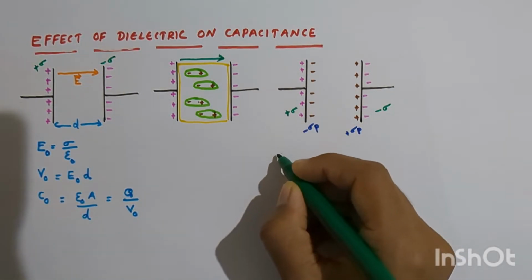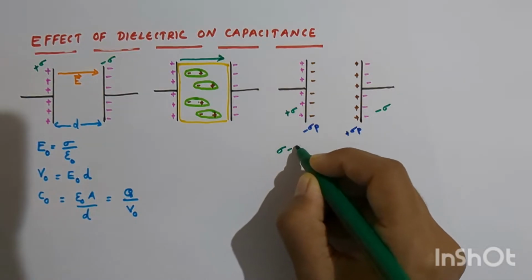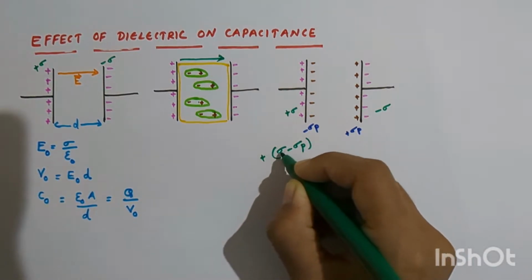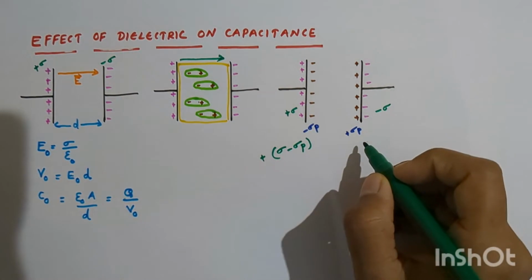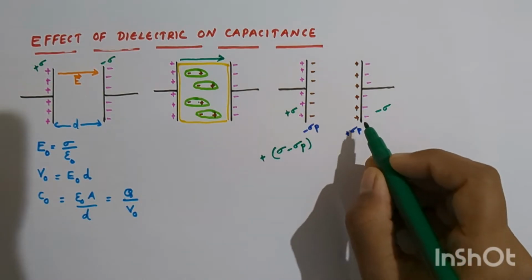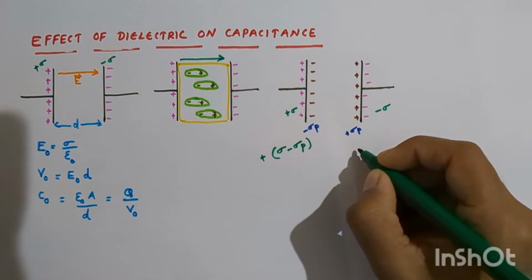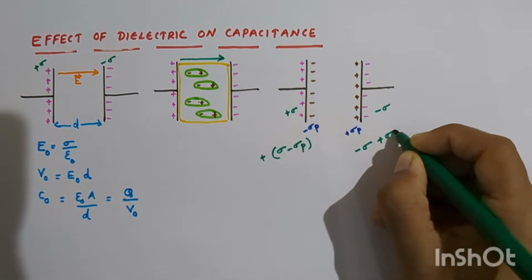So what will be the net surface charge density on this plate? It will be plus sigma minus sigma p, that is sigma minus sigma p. What will be the net surface charge density on this plate of the capacitor? Already minus sigma is there, then plus sigma p is here.